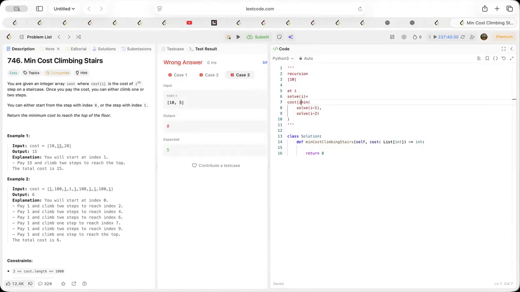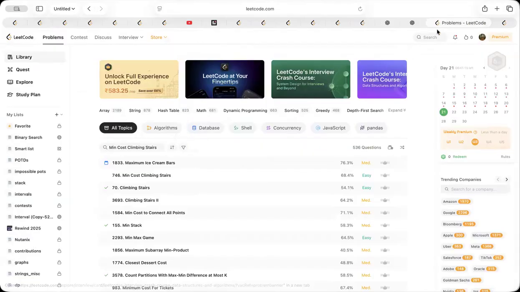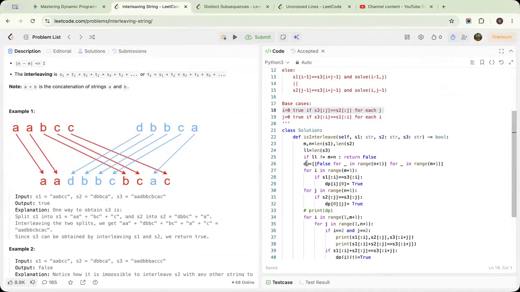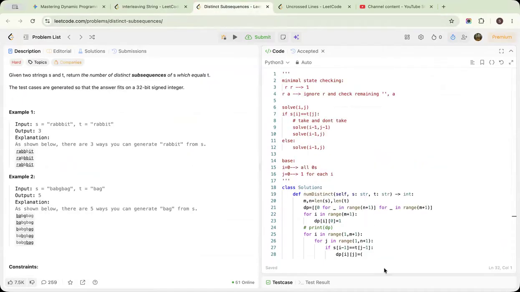If I'm choosing, then I have to choose the cost as well, right? And let's pick the DP array.